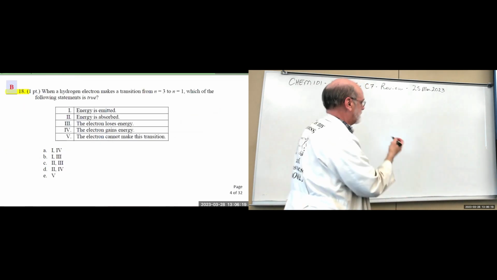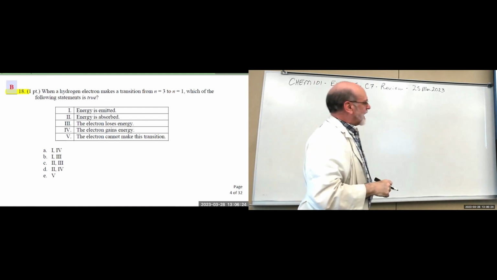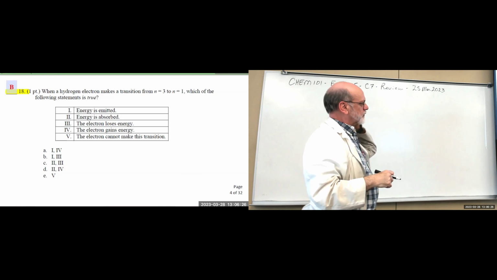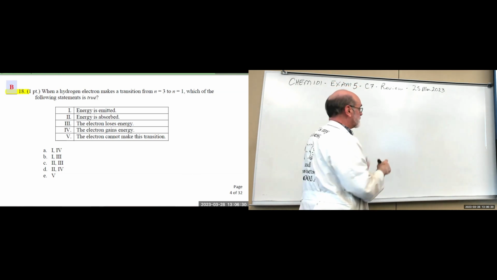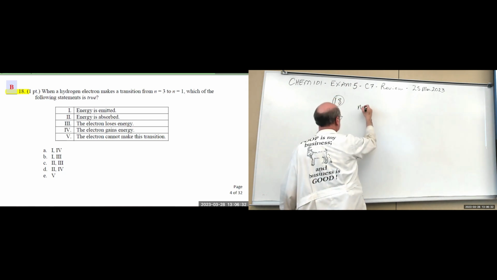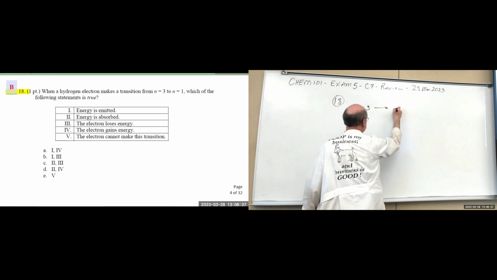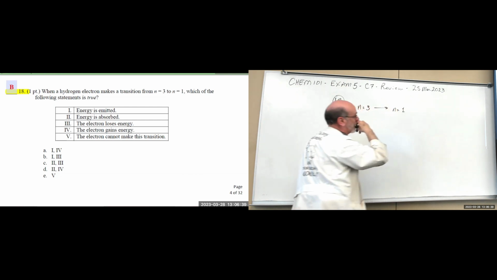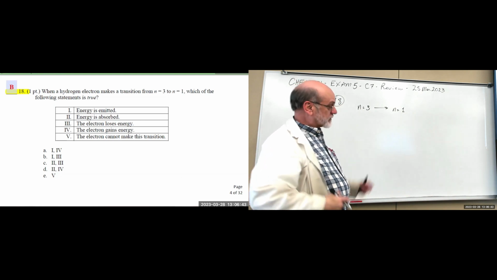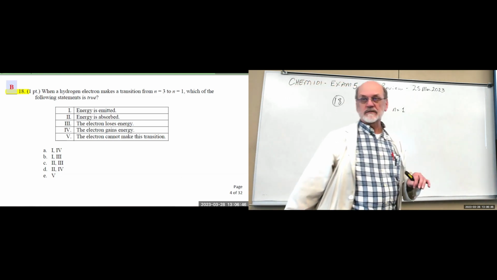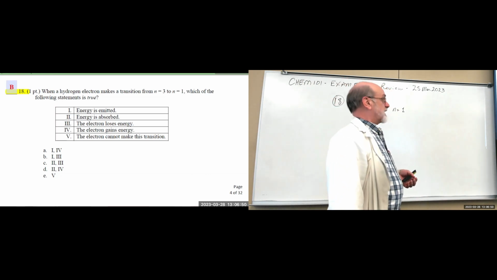Okay, 18. When a hydrogen electron makes a transition from n equals 3 to n equals 1, which of the following statements is true? So we're going from n equals 3 to n equals 1. Which of the following is true? Okay, so more than one might be true. You should look at the selections. You could have two of them true at the same time.